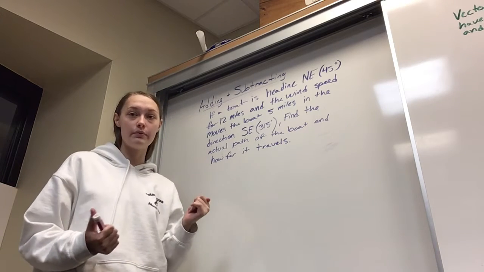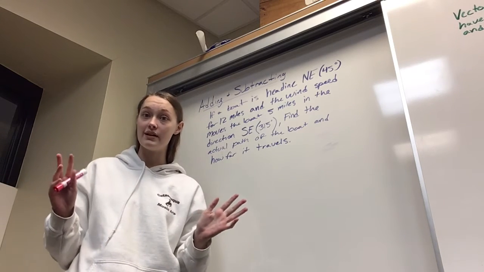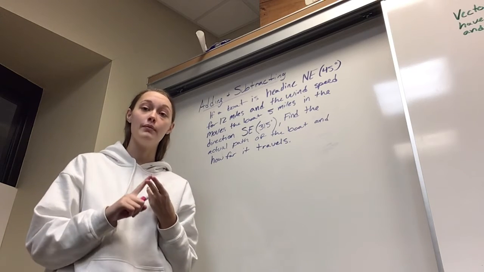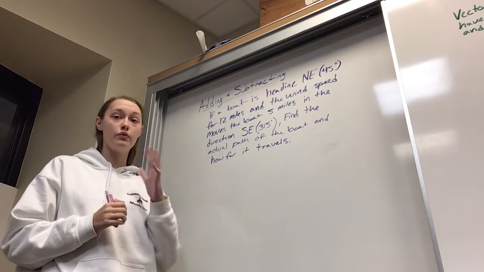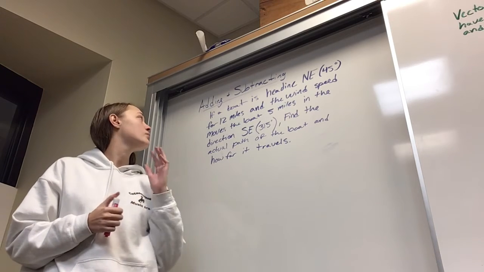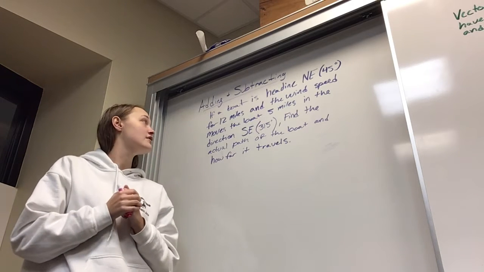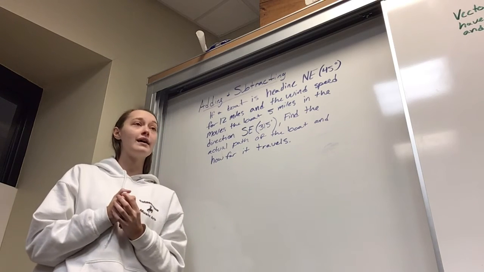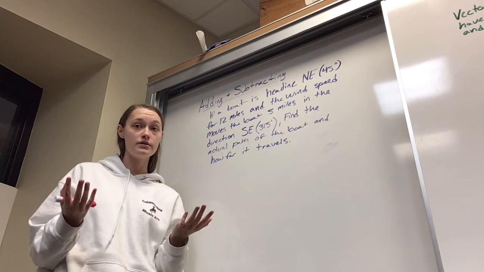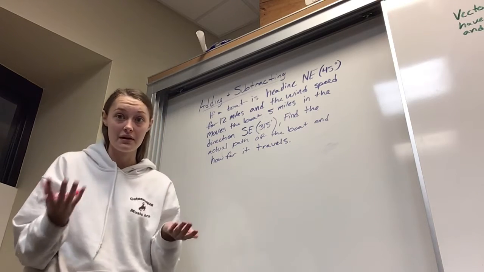Well, I have an example up here, and I'm going to teach you 2 methods on how to do it. We have the graphing method and the component method. Let's start off. If a boat is heading northeast at 45 degrees for 12 miles, and the wind moves the boat 5 miles in the direction southeast, which is 315 degrees, find the actual path of the boat and how far it travels. Now, without vectors, you cannot do this.